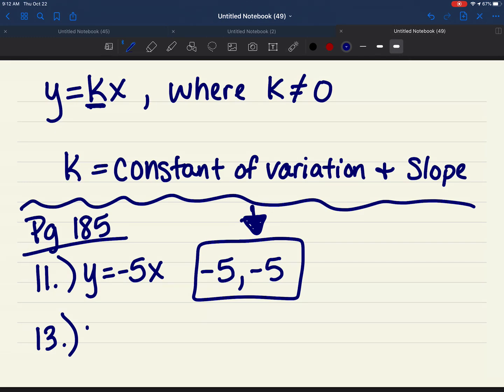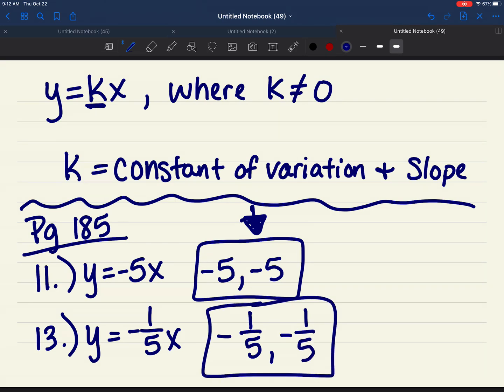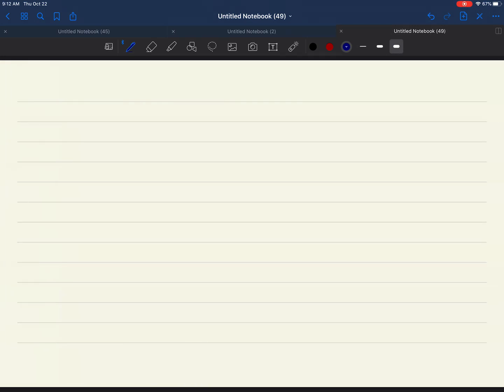All right, what about on 13? What's my equation for 13? Okay, so what would be the constant of variation? -1 over 5. What would also be the slope? -1 over 5. Okay, should you put those in parentheses? No, because they're not an ordered pair. You're just stating two values. Okay, that's going to be the easiest thing you do on your assignment today. Yes? Okay, any questions on that? Do we understand that the constant variation and slope are the exact same thing? Yes? Okay. All right, let's talk about graphing.